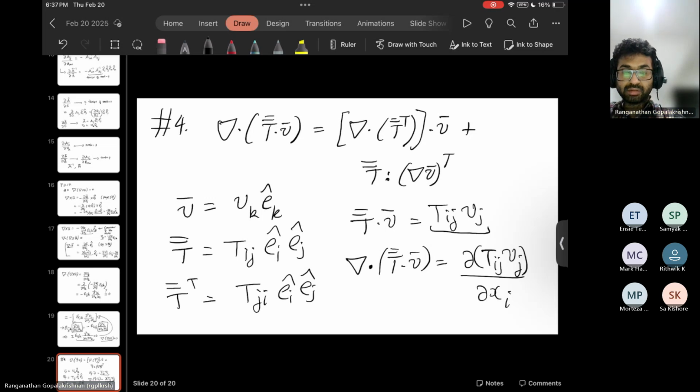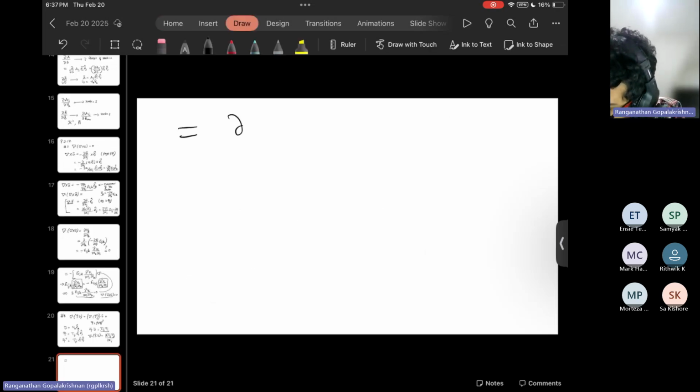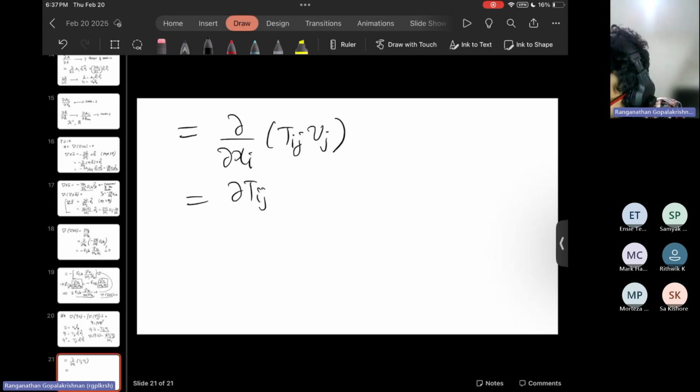Okay. Good so far, not that complicated yet. We just have to prove the right hand side equals this, or expand this and prove each term is equal to the two terms that will come from here. So I'll start here. This is equal to the partial derivative with respect to x_i of T_ij V_j, which is the partial derivative of T_ij with respect to x_i times V_j, plus T_ij times the partial of V_j over x_i.